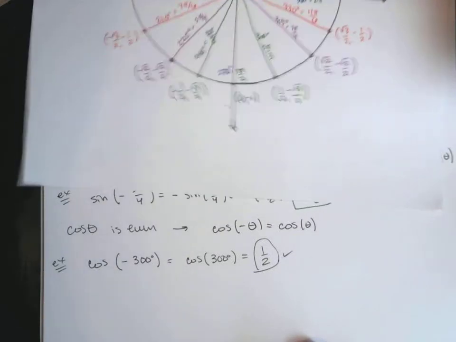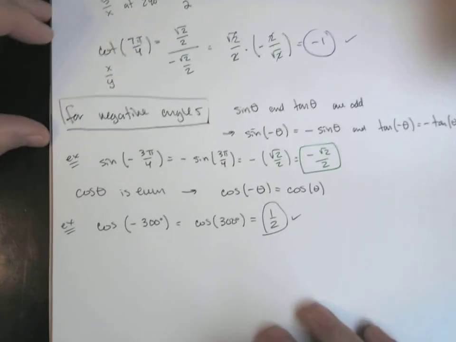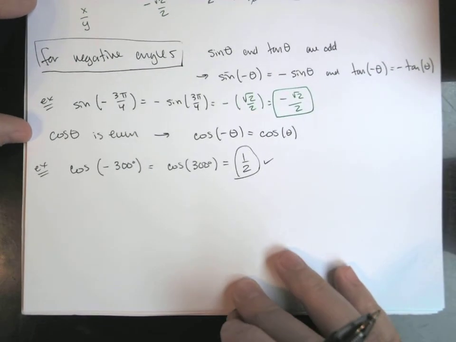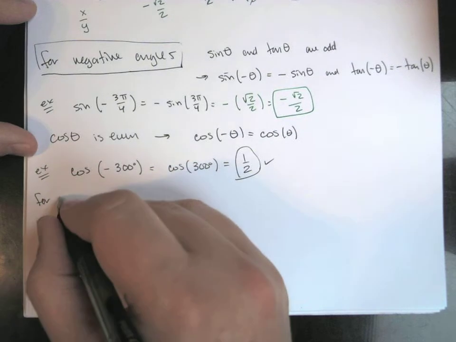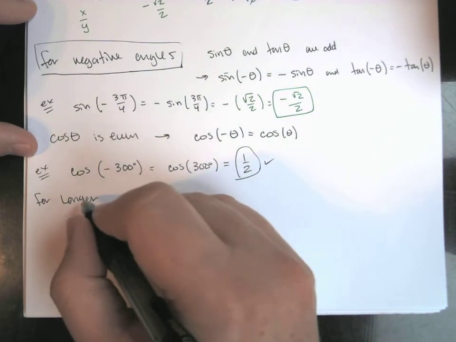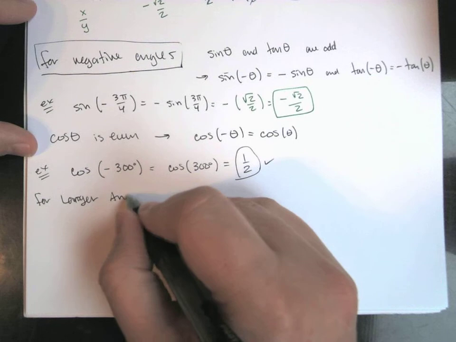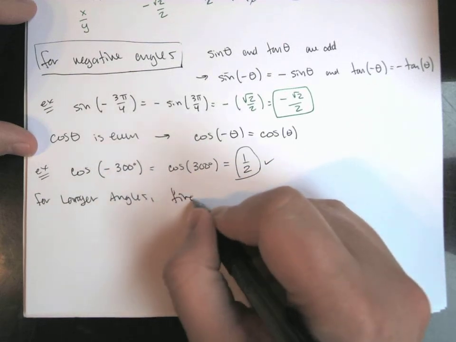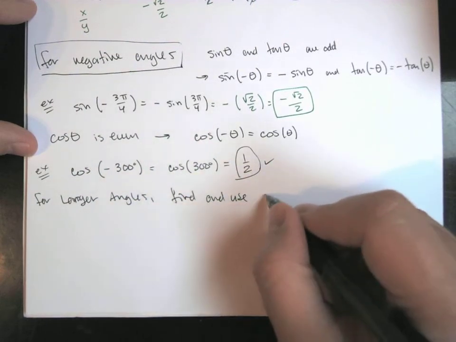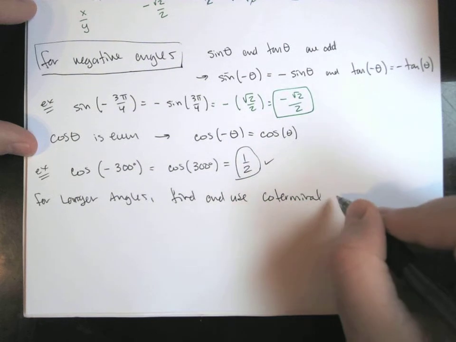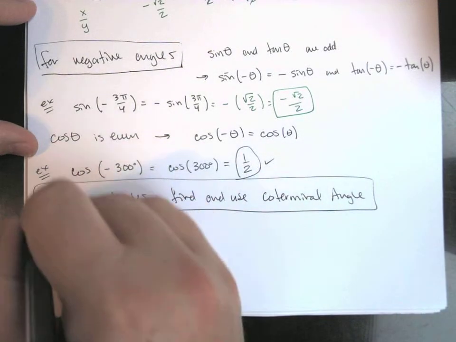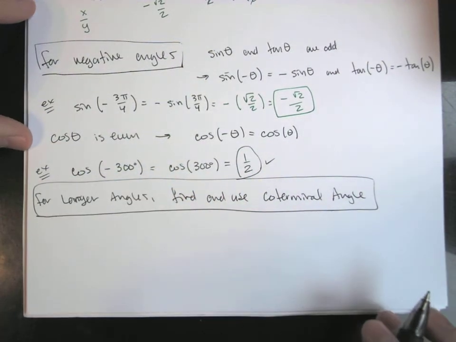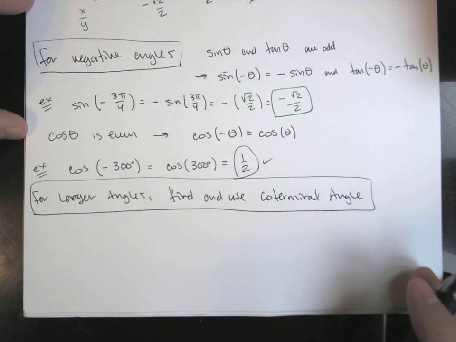If we are working with larger angles, the short version is just find a coterminal between 0 and 360. It's really as simple as that. For larger angles, just find and use a coterminal. I'm not writing it out, but implied in this statement is a coterminal between 0 and 360, a coterminal between 0 and 2 pi, a coterminal on the unit circle.